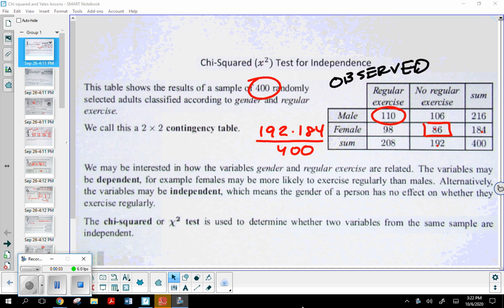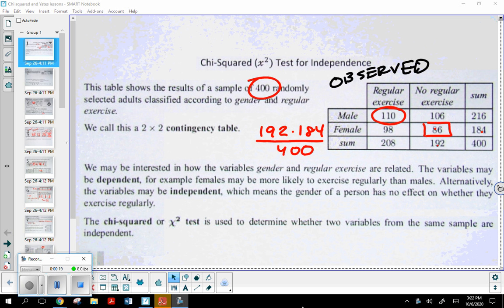All right. So we're going to continue talking about chi-squared. Just a really quick review. Chi-squared is a test for independence that compares two quantities using a two-way or a contingency table. Now, let's go ahead and practice.